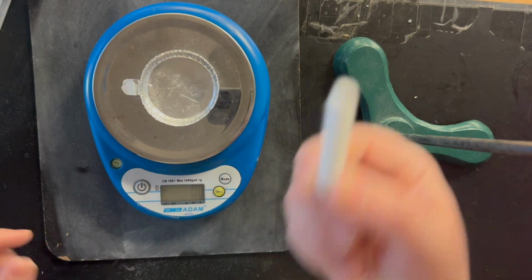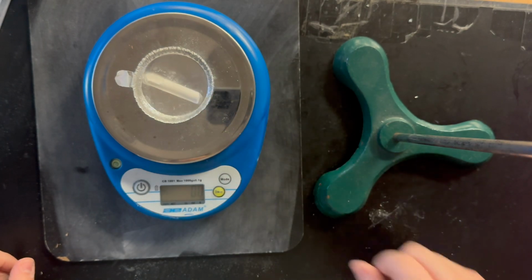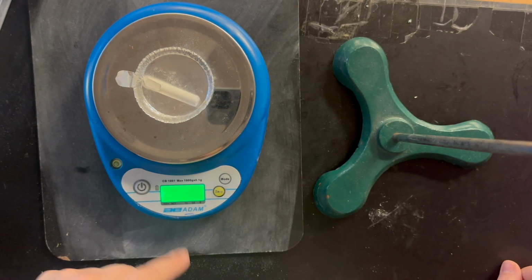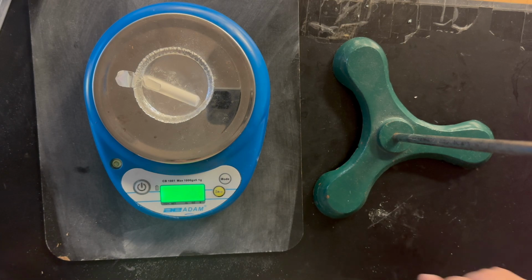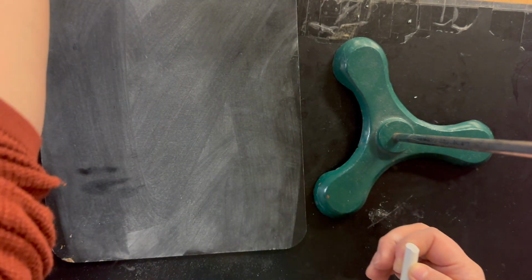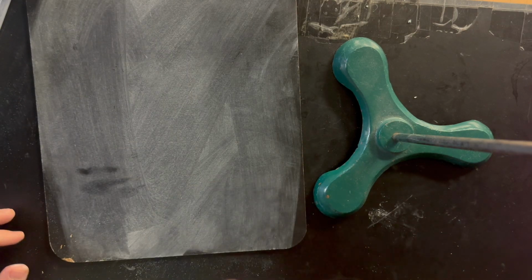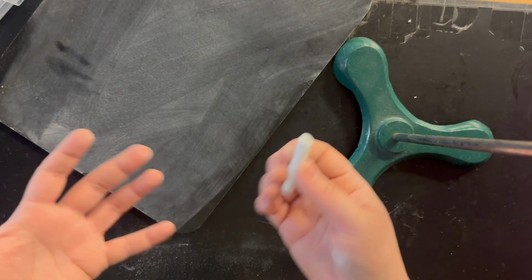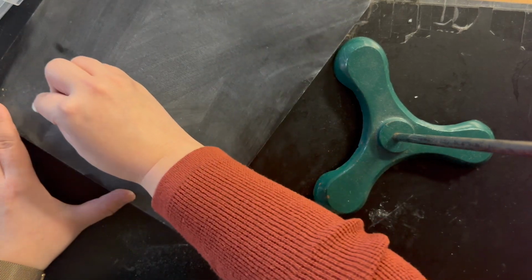So then next thing you're going to do is take a piece of chalk and record the initial mass of it. So right now this says about 5.6 grams. Write that down in your lab and then put that off to the side. Next thing you're going to do is draw whatever kind of picture you want.